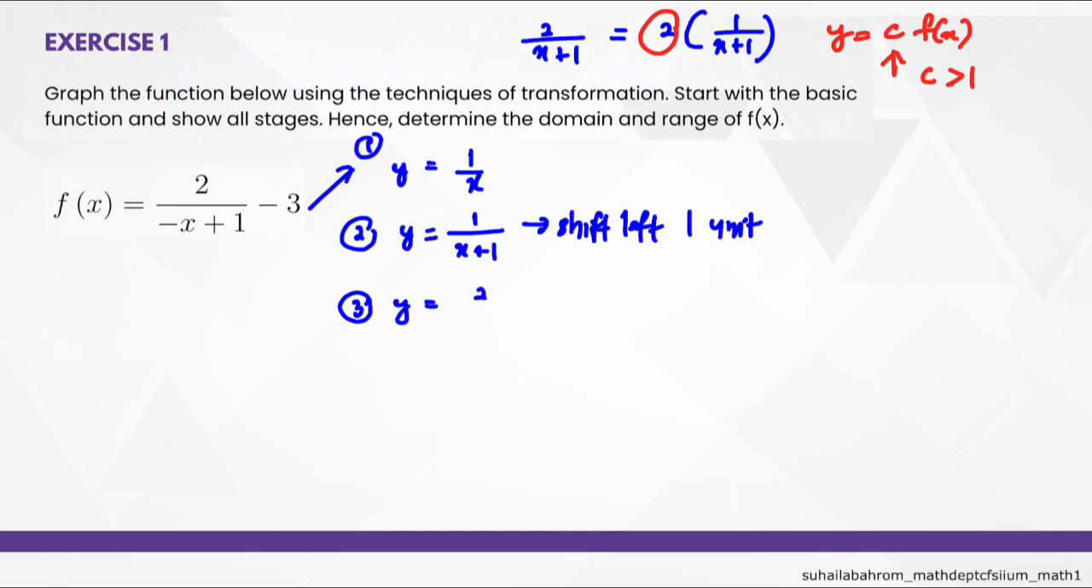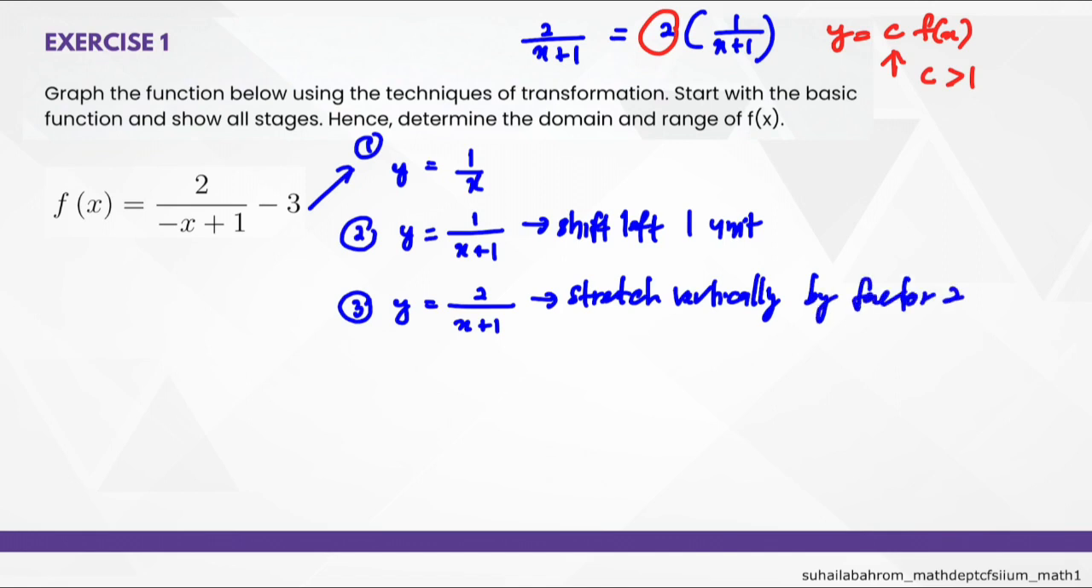So in this case, we put the function first: y = 2 over (x plus 1). We have to write down the transformation technique: stretch vertically by factor 2.